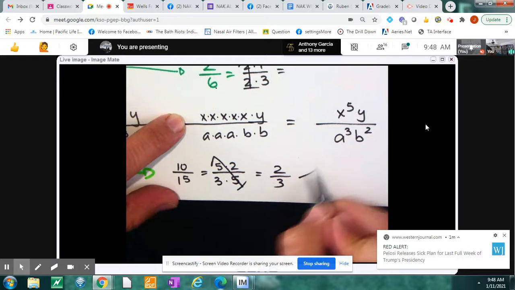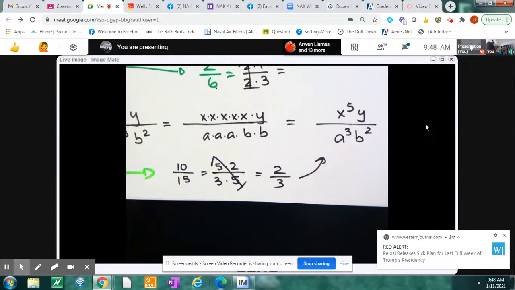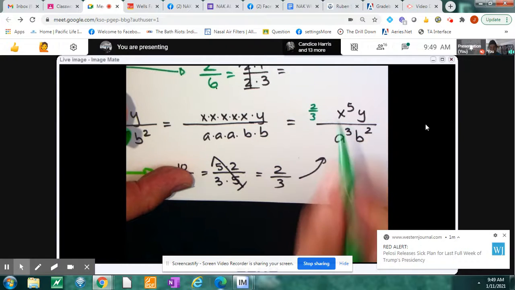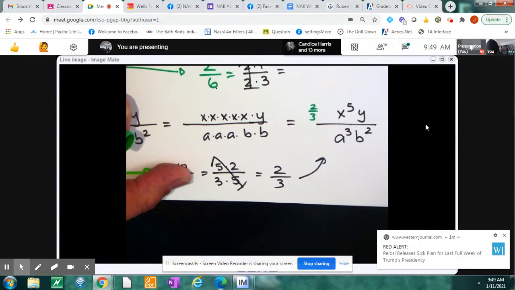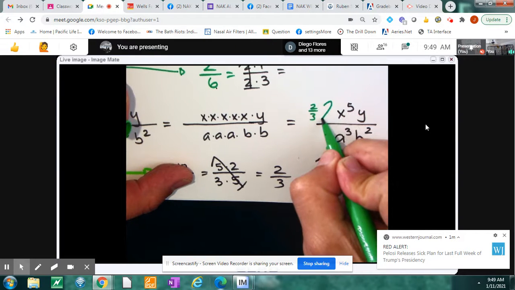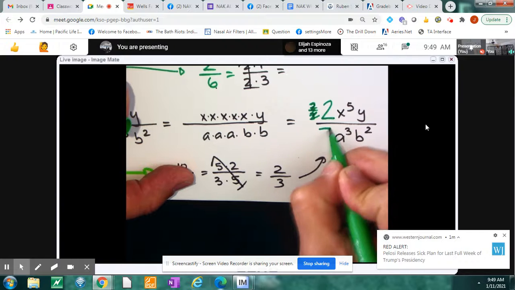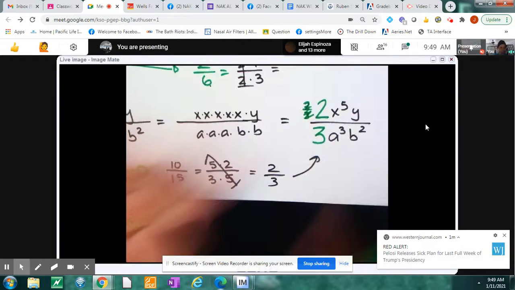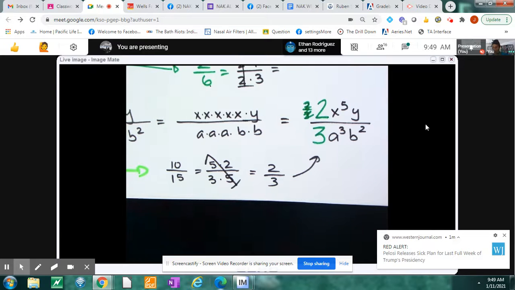Now you got to put it back in there. 2 over 3. Now don't put this 2 over 3 on top. No, no, no. All right, what do you do? 2 over 3. You got it? 2 over 3. There you go. 2 over 3. Come on. 2/3.